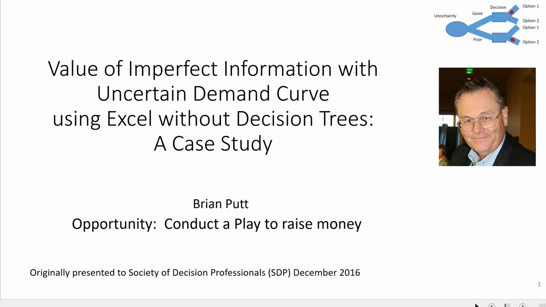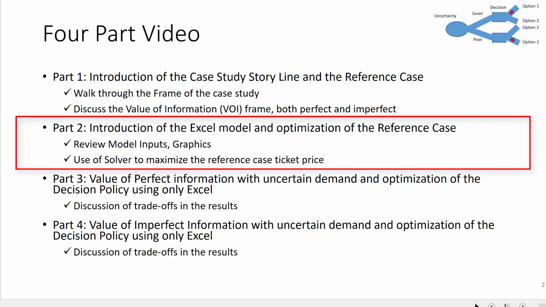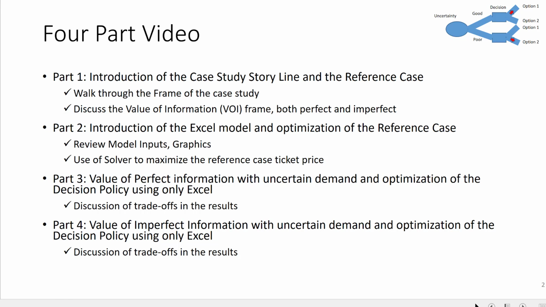This is Brian Putt, and this video is the second part of a four-part video. In the first part, we introduced the case study and discussed the storyline. In this video, we're going to talk about the Excel model, and we're going to optimize the reference case. And in subsequent parts, we will do the value of perfect information and imperfect information.